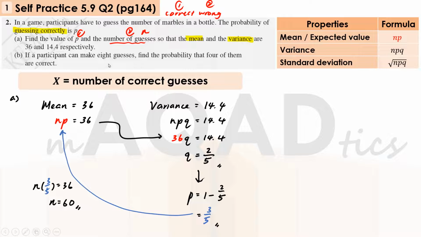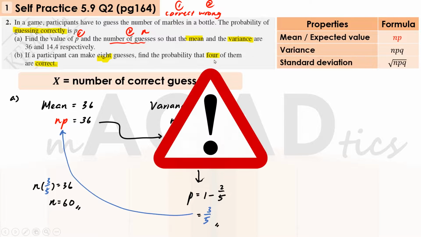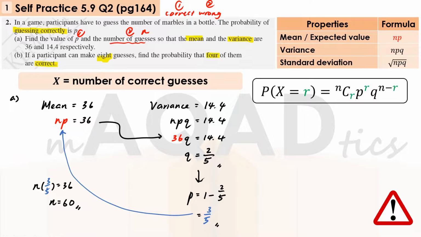And for the second question, it says that this participant can do 8 guesses and we need to find the probability that 4 of them are correct. Right, so to find the probability, we can use this formula. Our number of successes would be 4, so for the r here, I will just put 4. Then n would be the number of trials. So this participant can have 8 chances, so our n would be 8.